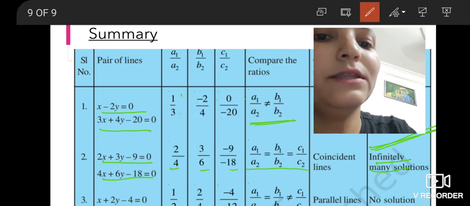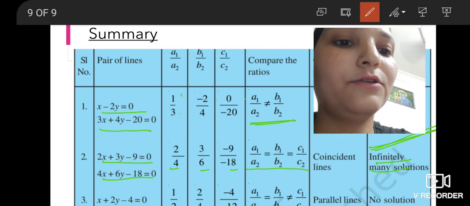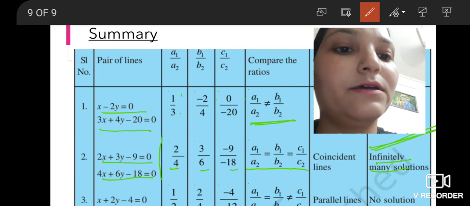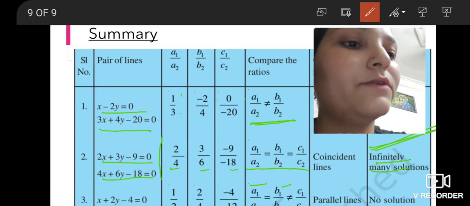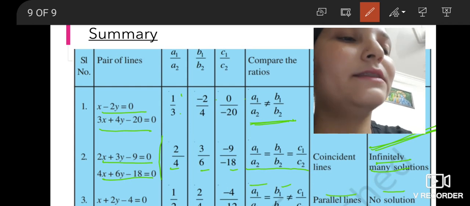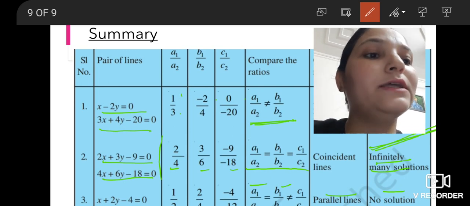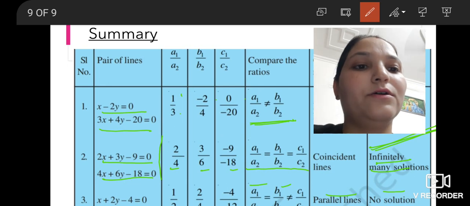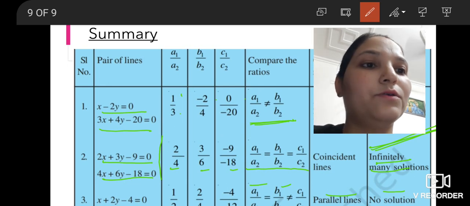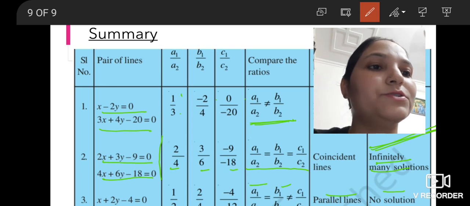Now the third is parallel lines, where a1 upon a2 is equal to b1 upon b2 but is not equal to c1 upon c2. These are parallel lines and they have no solution since they are not meeting at any point in the graph. Okay students, so this is my demo of class 10th chapter 3, pair of linear equations in two variables.